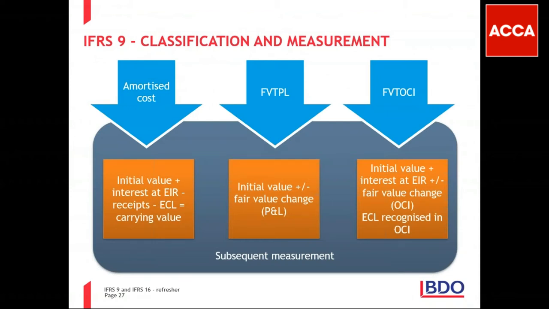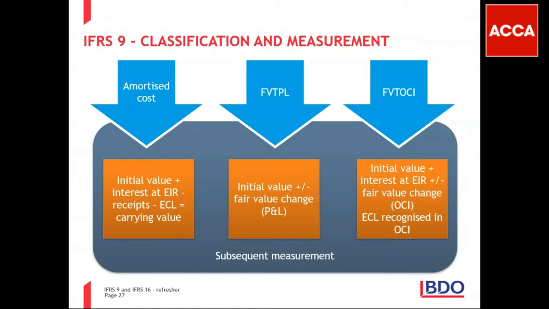When we look at the measurement of a financial instrument, subsequent measurement, all amortized cost financial instruments will be initially recorded. The carrying value of those instruments will usually be their initial carrying amount plus interest, which is being recorded through the effective interest rate method, less any receipts from the instrument and less expected credit losses. For the fair value through profit and loss account category, all financial assets will be recorded at their fair value on the balance sheet date. Any change in the fair value will go to the profit and loss account.